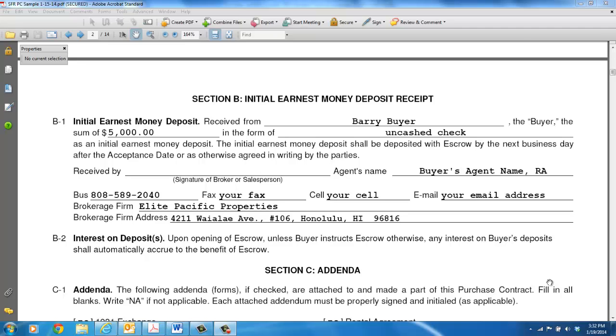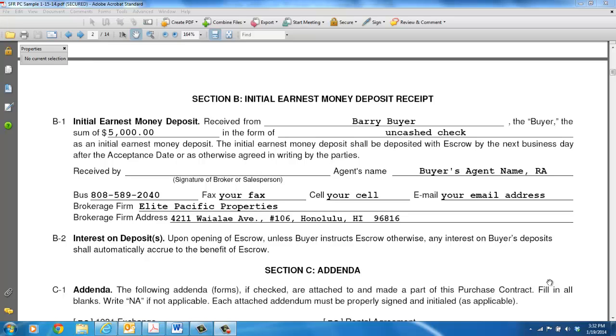You'll want to ask your client how much they want to put down on the initial deposit. The 20% that you're putting down is going to get split up into two deposits. One is going to be the initial deposit, the second would be the additional deposit, and then of course the balance would be at closing.